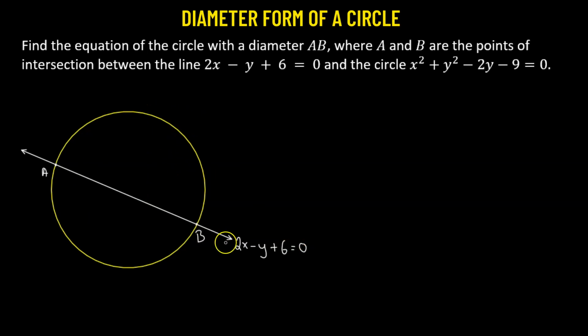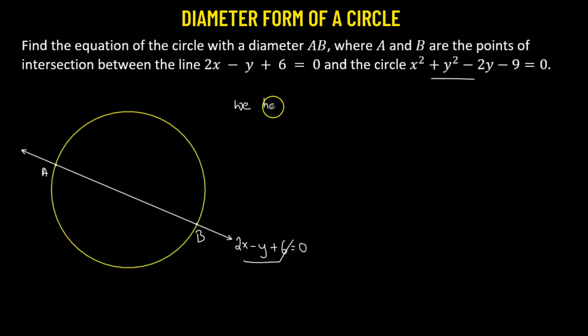So that means the circle and the line are intersecting at the points A and B, and AB also happens to be the diameter of the circle. We need to determine the equation of the circle using this information. Right, this is simple. All we have to do in order to find the intersection points A and B is solve the equation of the line and the equation of the circle.